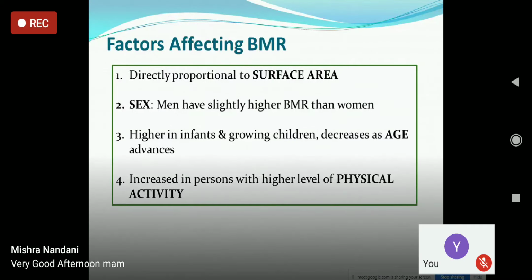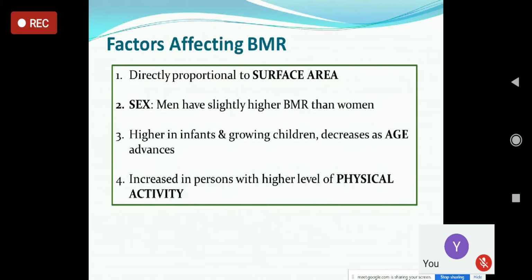Surface area is related to the weight and height of an individual, and it is also affected by the sex of an individual. Men have slightly higher BMR than women, and it is also higher in infants and growing children. BMR decreases as age advances, and it is also increased in persons with a higher level of physical activity.